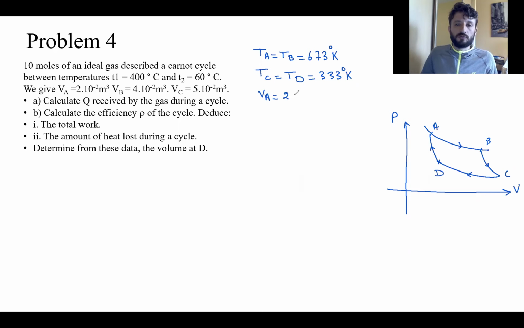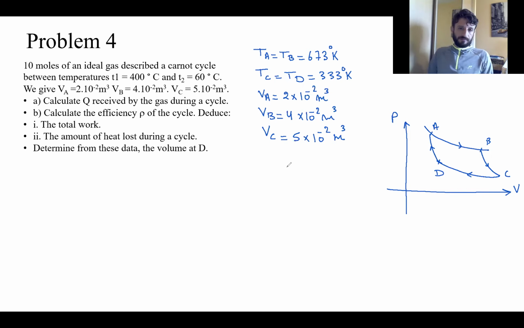Okay. I give you VA equals 2 times 10 to the minus 2 m cubed. And we have VB, which must be greater than VA, equals 4 times 10 to the minus 2 m cubed. And I give you VC equals 5 times 10 to the minus 2 m cubed.